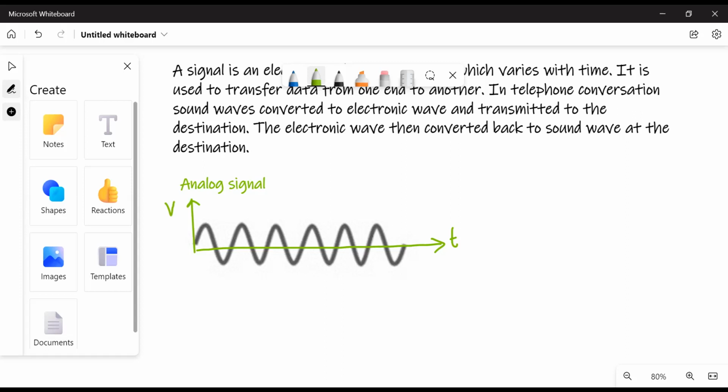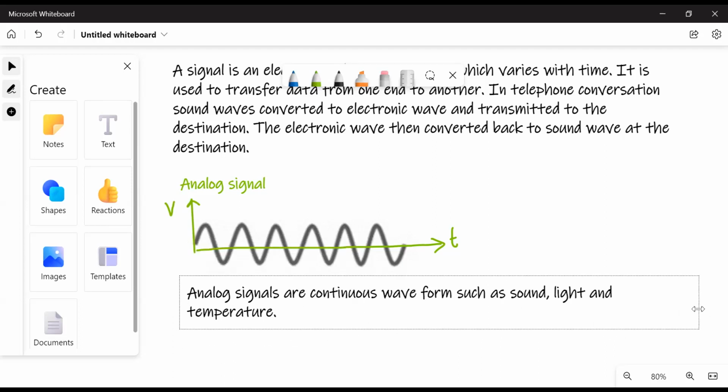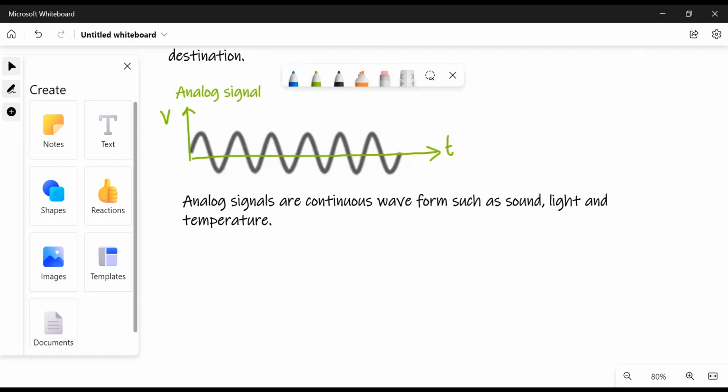Right. Now, if we write what an analog signal is, let's take it down. We can say analog signals are continuous waves. Many of the things work as analog signals. So we can say analog signals are continuous waveforms, such as sound, which goes in this manner. Light also goes in this manner. Temperature, you can even say, in this manner. So it works in an analog fashion.